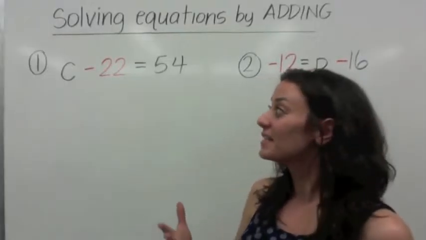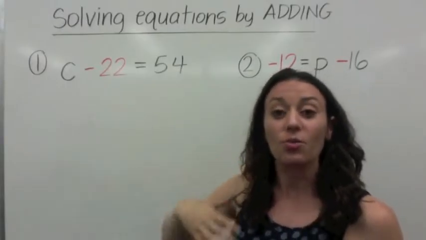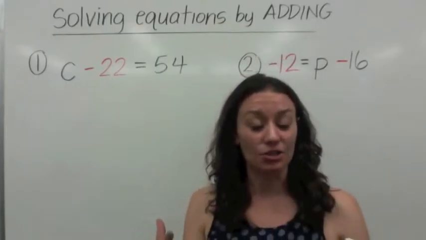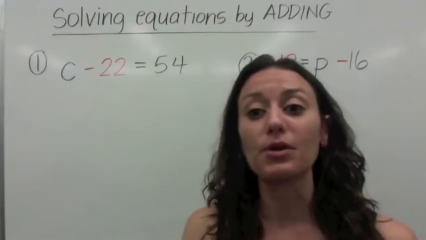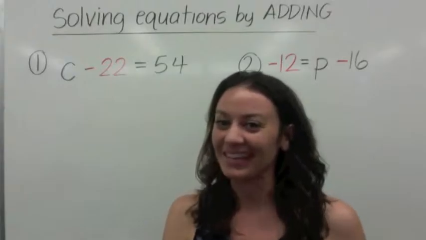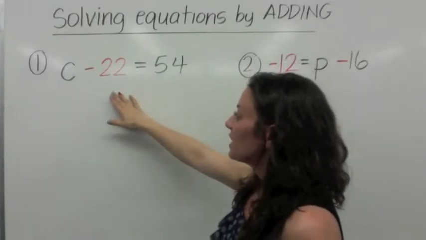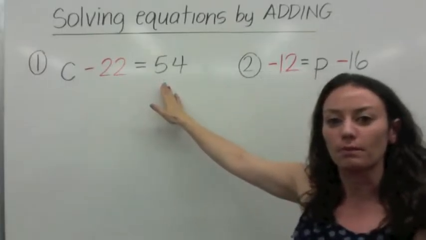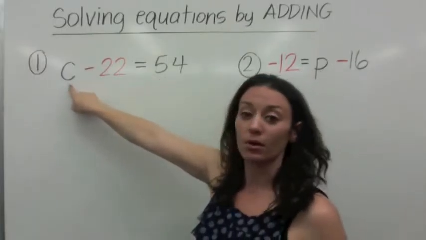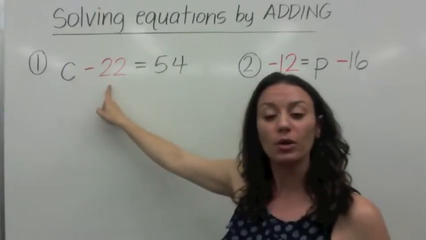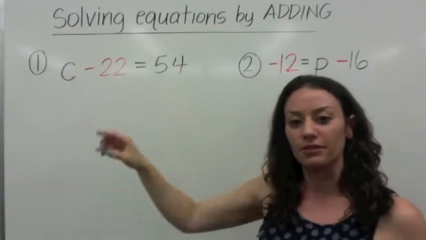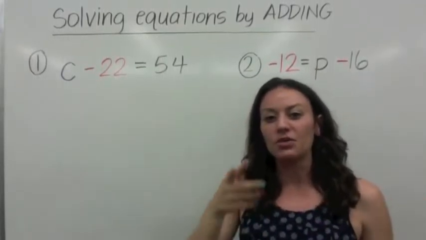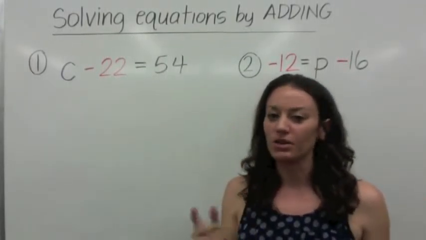So now we're going to write these examples down in our notes so that when you see them in your homework, you will know how to do them. And if you forget how to do these, you can go back to the video and rewatch it before you do your homework. Okay, so let's take a look at this. This says that C minus 22 equals 54. That means that some number, we don't know what it is, if you subtract 22 from it, should give you 54. When you're solving equations, you need to first identify what the variable is.